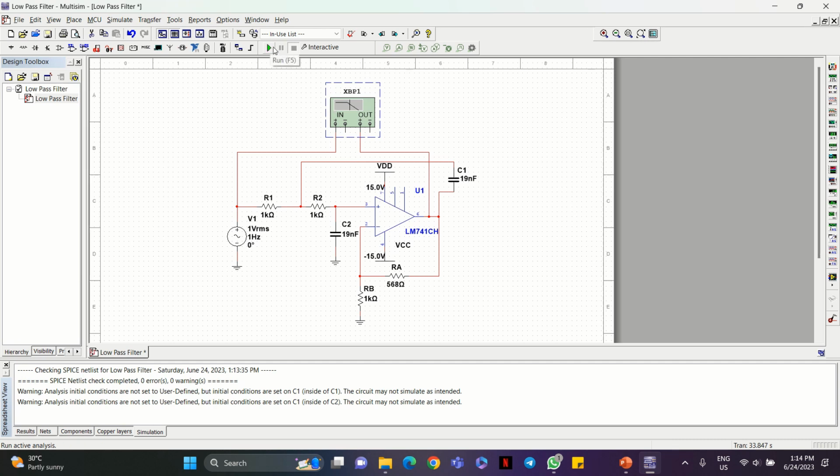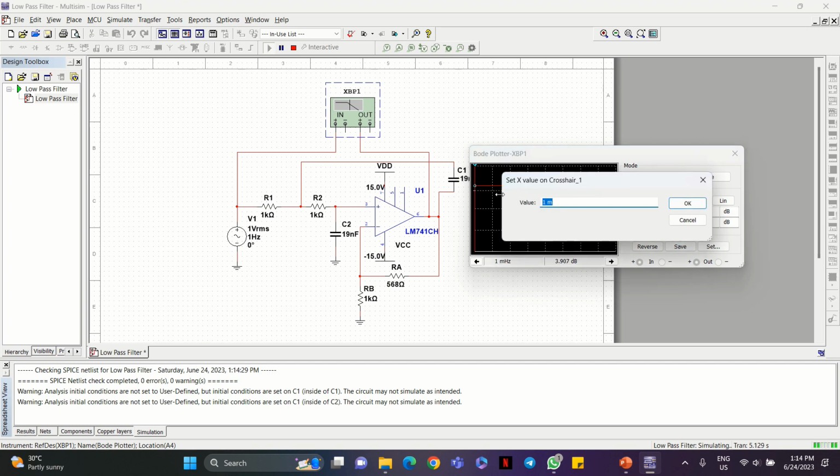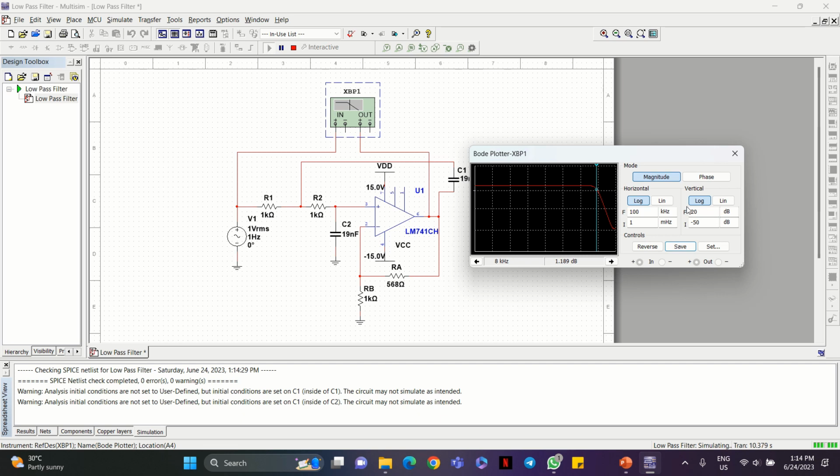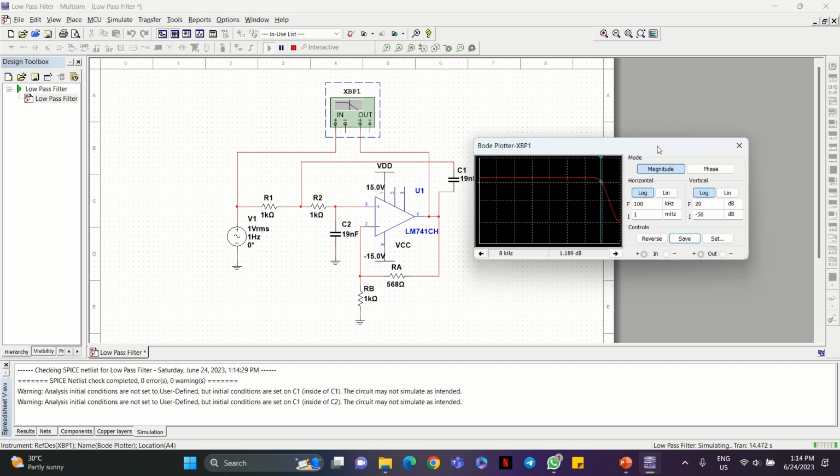So this is the circuit simulation in Multisim, and we run it. This is the output for 8 kilohertz.